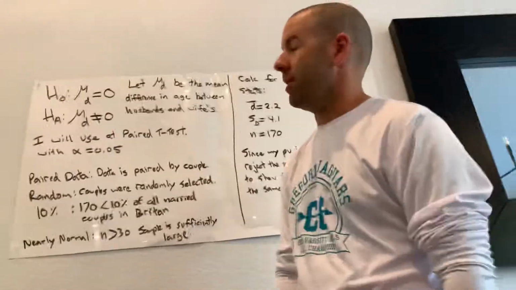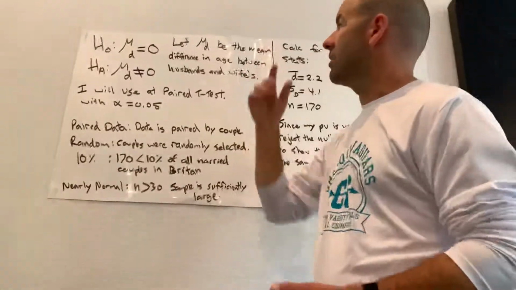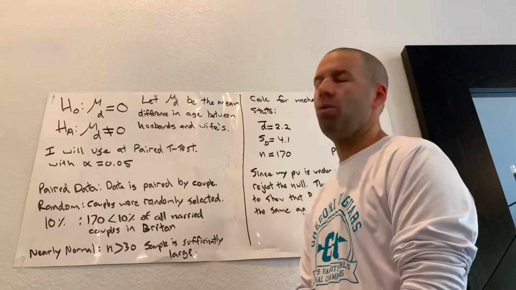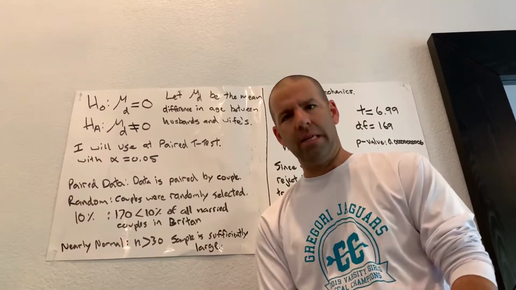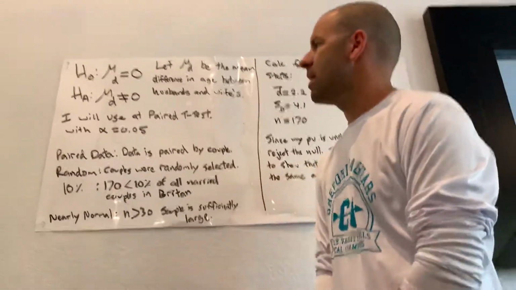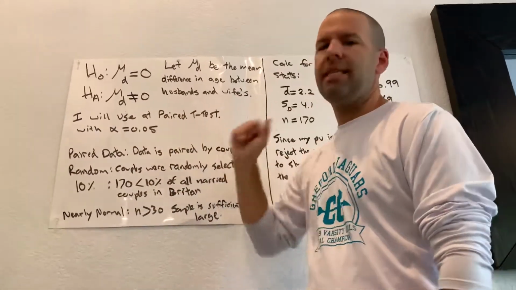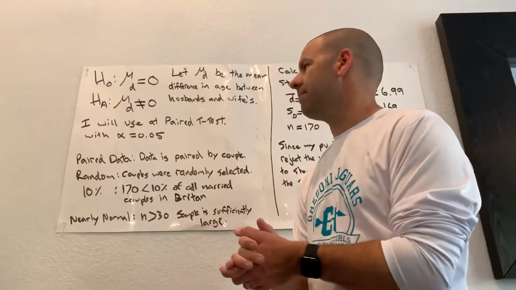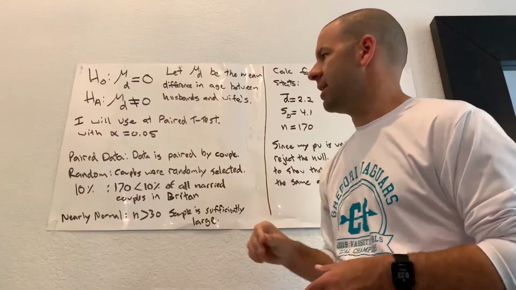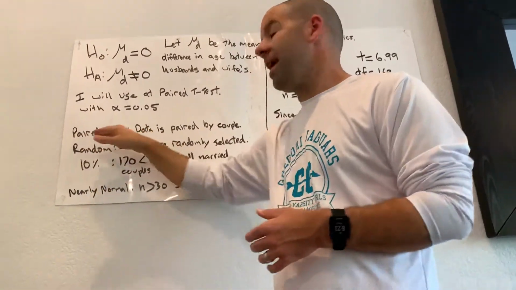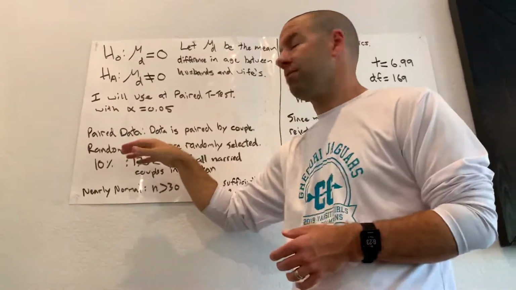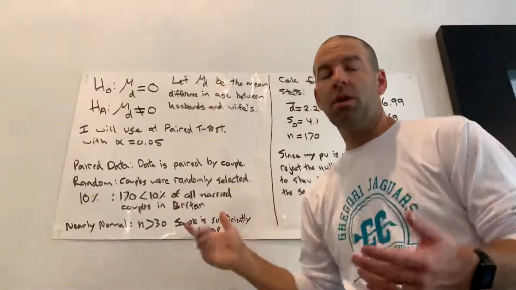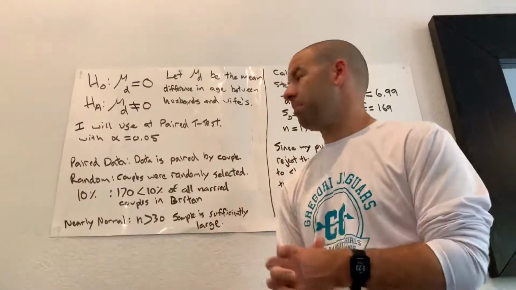I've defined my variable. I only have one variable here. So let mu sub d be the mean difference in age between husbands and wives. I probably should have said in Britain, just to make sure I had context there. I will use the paired t-test. You could say the matched t-test if you want, it doesn't matter. With an alpha of 5%. And then for this new condition, this paired data condition that I was telling you about in the last video, I'm just simply writing down that data is paired by couple. We have husbands and wives, so that's what it's paired by.